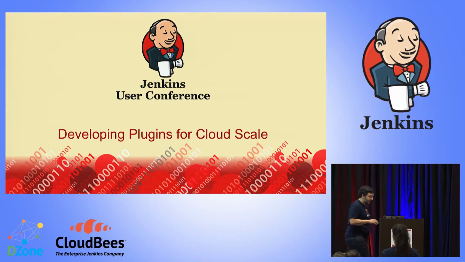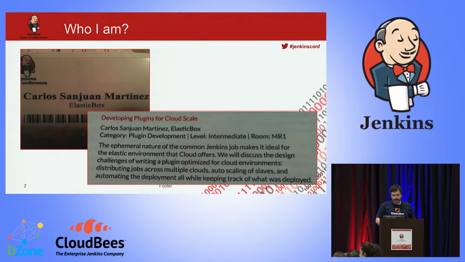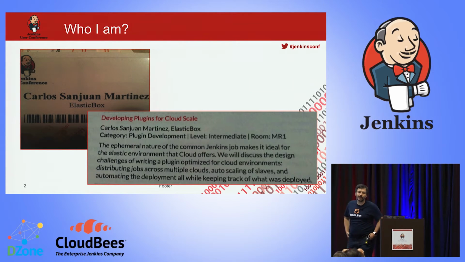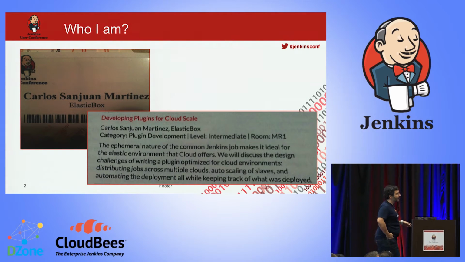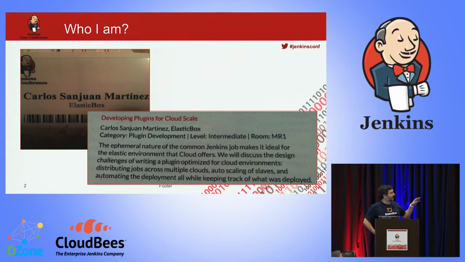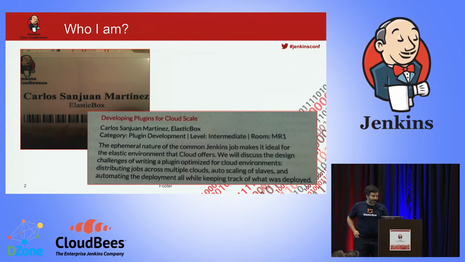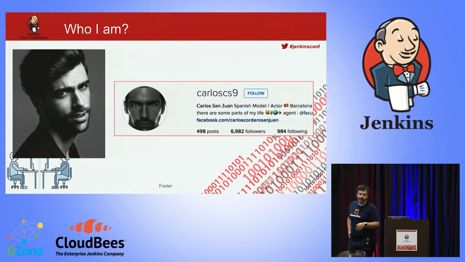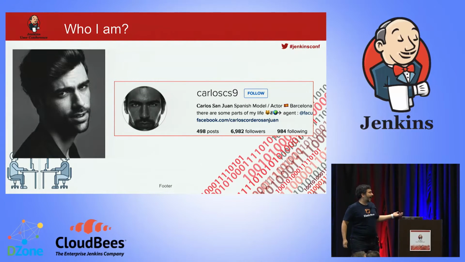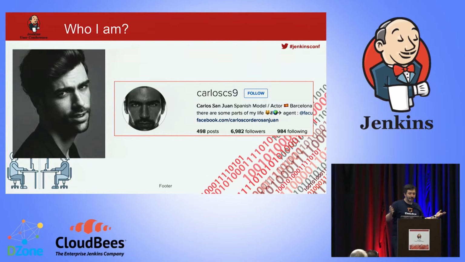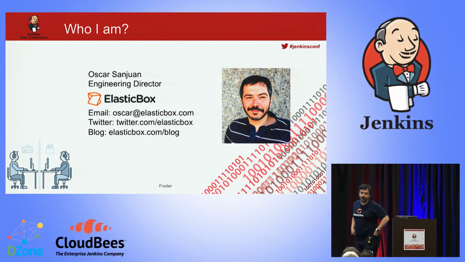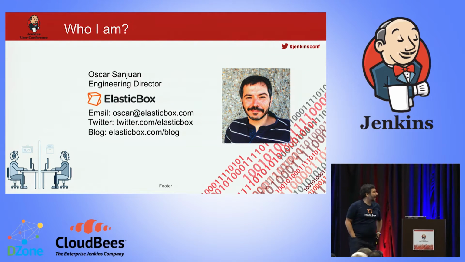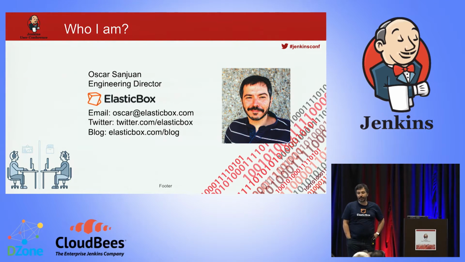Before I start, I need to apologize, because if you look at all the paperwork, apparently the guy that should be here is Carlos Sanjuan, who is basically this fashion model. So I hope you will be happy having me here. I'm Oscar Sanjuan, not Carlos, and I'm the engineering director of Elasticbox.